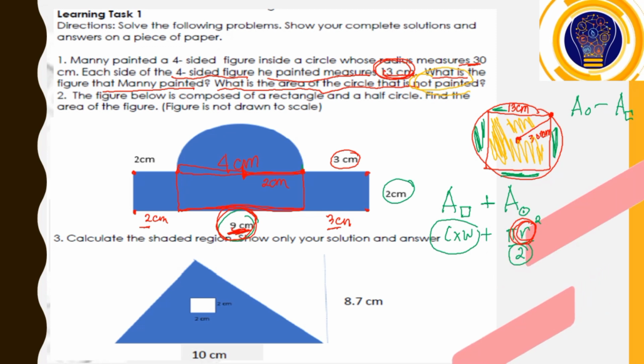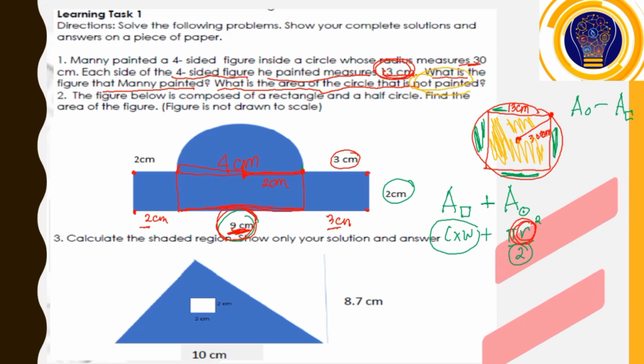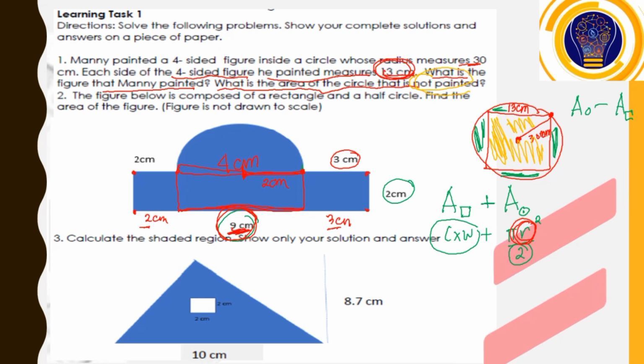He painted measure 30, okay. Each side of the 4-sided figure he painted measures 13 centimeters. So, isa lang yung sukat ng side, which is 13 centimeters. Ibig sabihin, sa loob ng circle, nag-drawing siya ng square. Ulitin natin yung ating figure. Medyo malabo. Magulo. I-drawing ko muna yung circle.